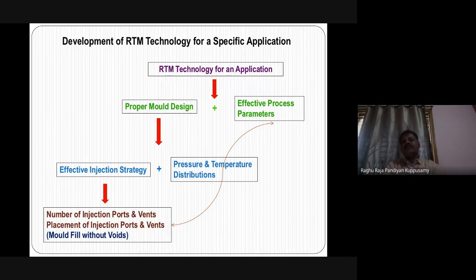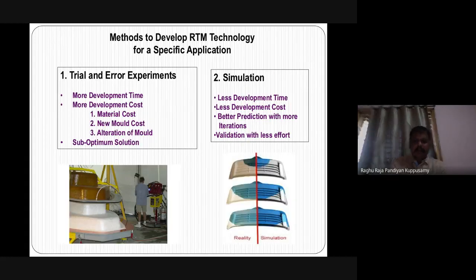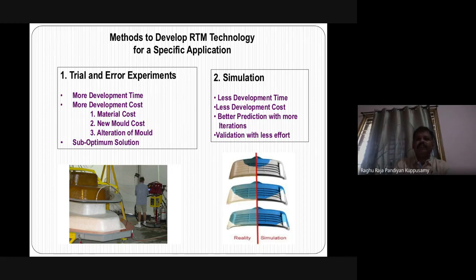And when it comes to effective process parameters, obviously you should be able to predict the optimum injection pressure, optimum injection volume, and optimum injection temperature. Everything should be effectively known before you start a process. So what are the methods to develop RTM technology? Obviously, you can have a large number of trial and error experiments, or you can go for virtual simulations.